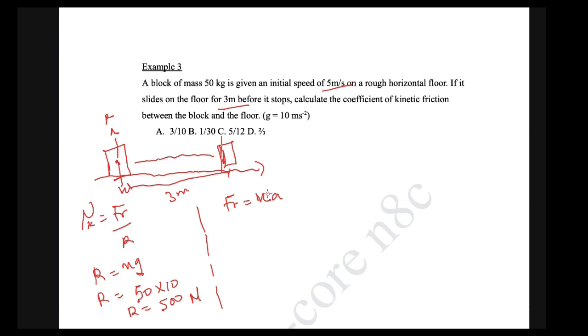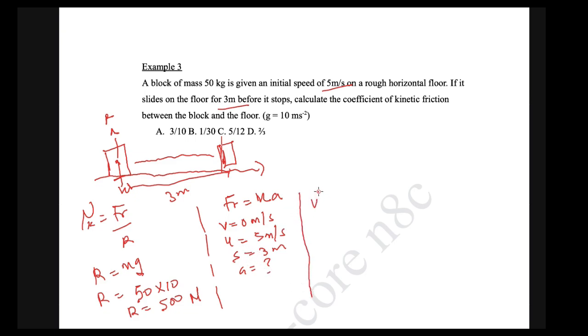Now we have to employ the concept of motion that we learned in the last video. Mind you, if you have not watched the video we did on motion, please go back and watch it so that you can understand better. The object is coming to rest, so v must be equal to 0 meters per second. Its initial speed is 5 meters per second, and the distance covered is 3 meters. We're looking for acceleration, so we have to look for which equation of motion has all these parameters.